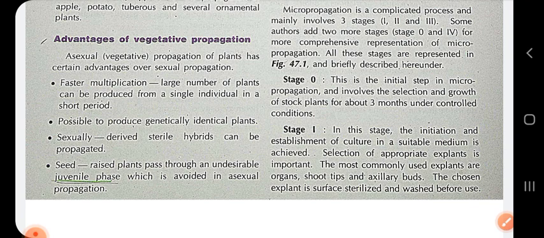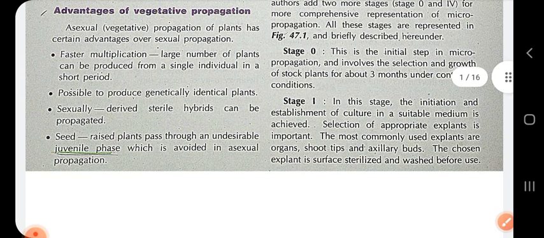Second, sexually derived sterile hybrids can be propagated. Those hybrids that we have crossed from one plant species with another plant species of the same genus, maybe to produce a hybrid plant, but the hybrid seeds that we obtain are sterile, that means they are not able to produce new plants. So that type of sexually derived sterile hybrid can be used for micropropagation for raising more and more hybrid plants.